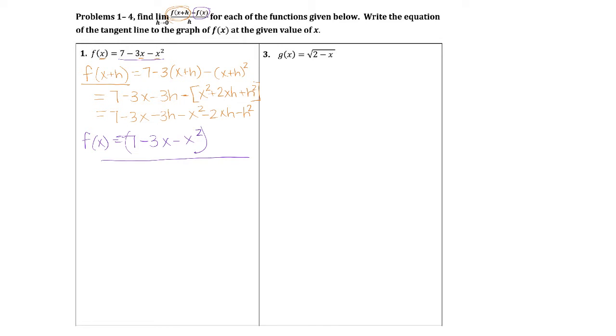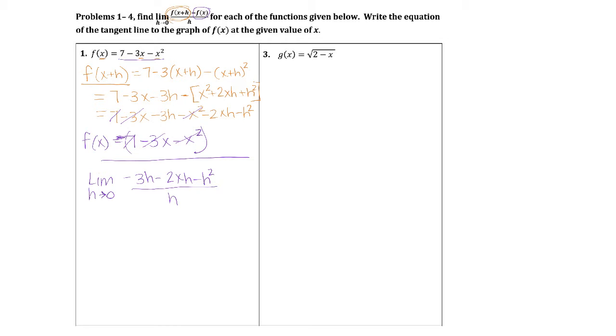We have 7 minus 7, so those are going to cancel. We have negative 3x minus a negative 3x, so those are going to cancel. And I have negative x squared minus a negative x squared, so those are going to cancel. So this top portion, after I subtract those, it looks like I have the limit as h approaches 0 of negative 3h minus 2xh minus h squared, and that is all going to be over h.